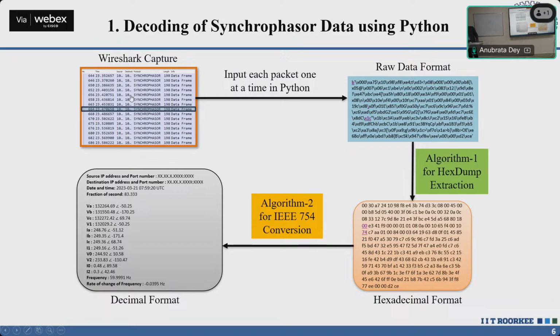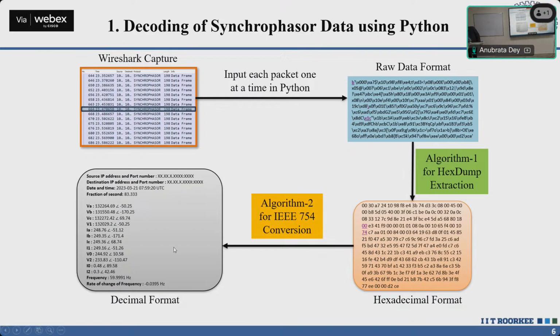So now you see from Wireshark, when you capture the data, it is in raw format, not readable form. You convert it into hexadecimal format, right? And then again you use some algorithm. So this algorithm, when you want to convert this data which is in hexadecimal format into your actual phasor value, then you have to use this algorithm, IEEE 754 conversion algorithm, right?